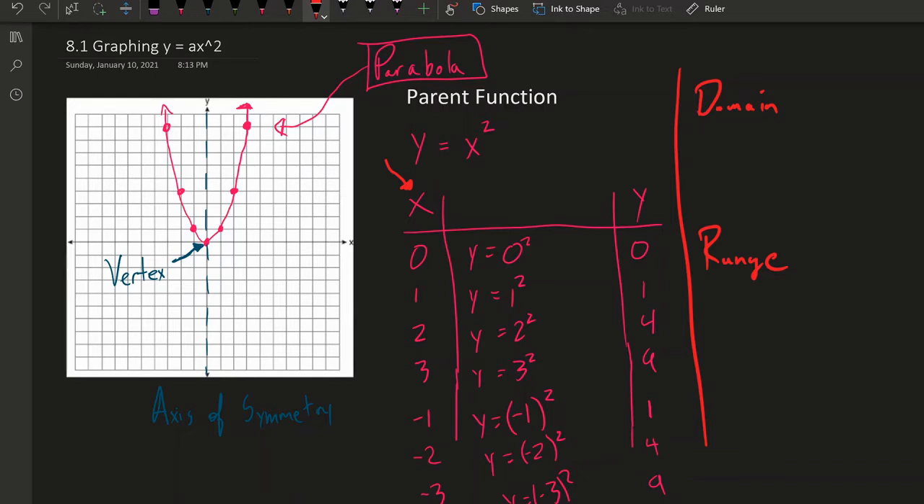So I've done 0, 1, 2, 3, -1, -2, -3, but could I do 1.7? Could I do 23 thirds? Could I do -4.1293? The answer to all of those is yes, because the only thing I'm doing to it is squaring it. So for the domain, the list of all of the numbers that I could put in is all real numbers.